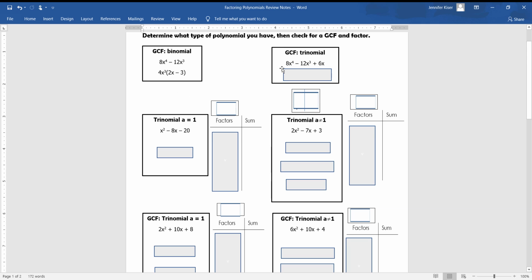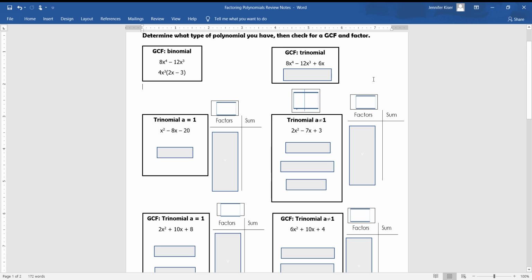And then for this next one here, for the GCF with the trinomial, you'll actually start off the same way as this one here. You just happen to have 3 terms. So you're always checking for the GCF first. So for this, you have 8, 12, and then 6. So your number GCF will be 2 there, since that would be the greatest number that will go into each of those 3 terms. And so you know you can factor out a 2.